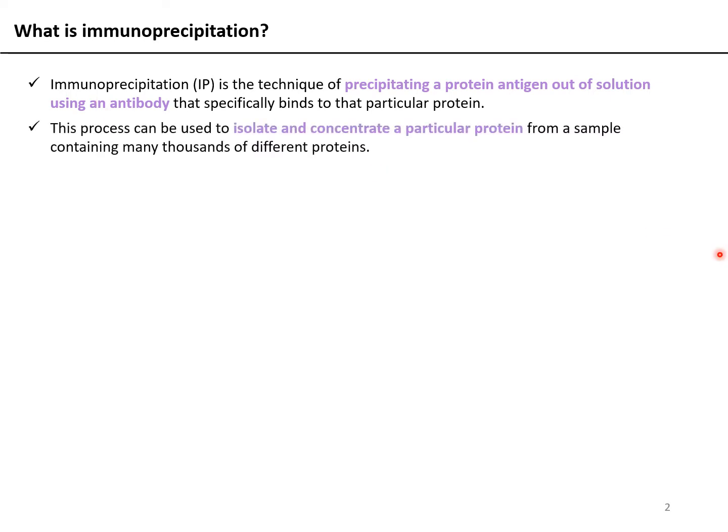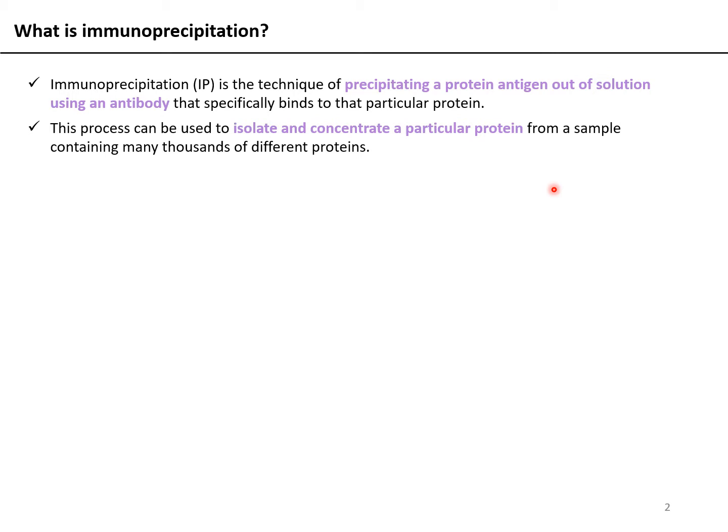This process can therefore be used to isolate and concentrate a particular protein from a sample containing many thousands of different proteins. So how can you isolate? If you have a mixture of thousands of different proteins, your antibody, due to its characteristic nature, will bind specifically only to its antigen. And now when you precipitate the antibody out, the antigen will also be precipitated out along with it. So this will help you to isolate a specific protein.